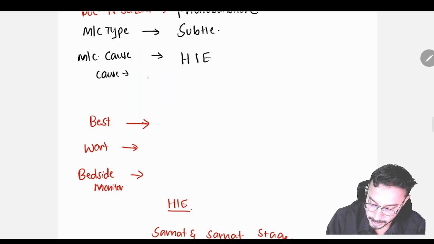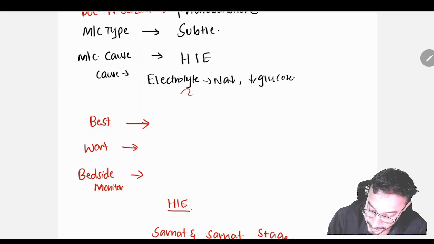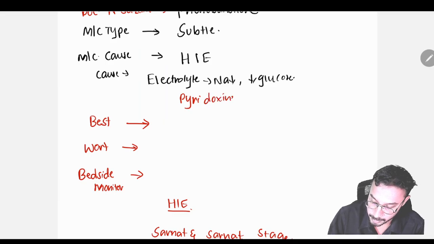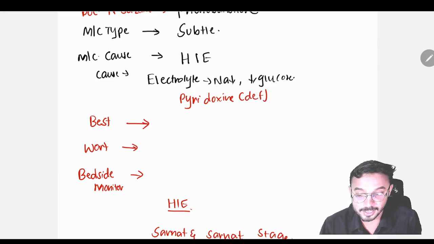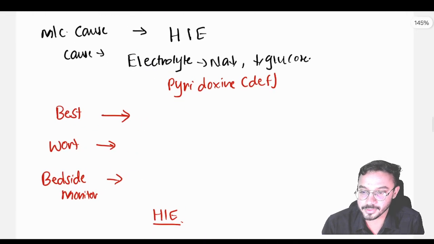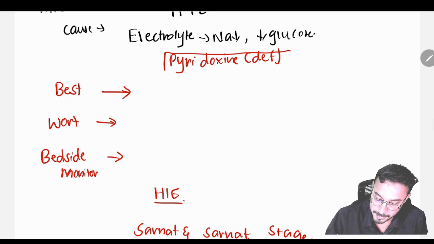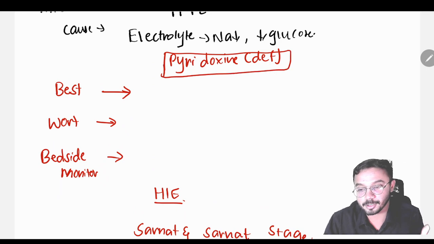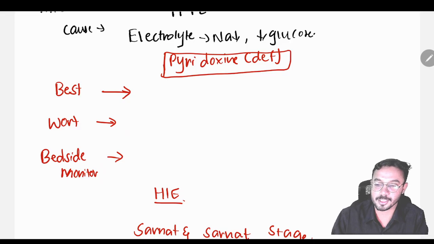Okay, so what are the other causes? Electrolyte imbalances, such as decreased sodium, decreased glucose, and all. Very very important: B6 deficiency, that is pyridoxine deficiency, also leads to seizures, refractory seizures. Very very important. Pyridoxine deficiency leads to seizures in a newborn. This has been asked multiple times. Name the vitamin that leads to seizures in a newborn. Pyridoxine.